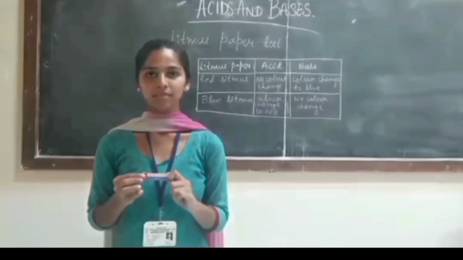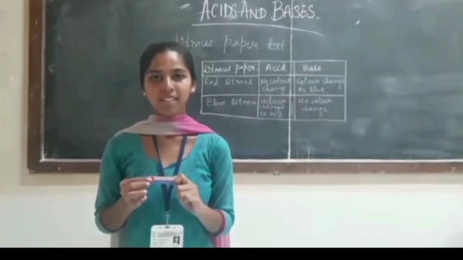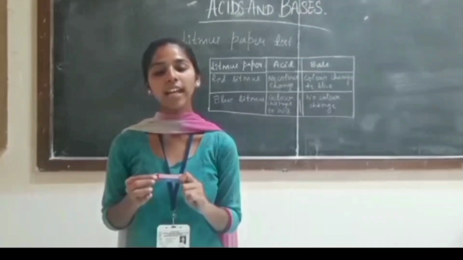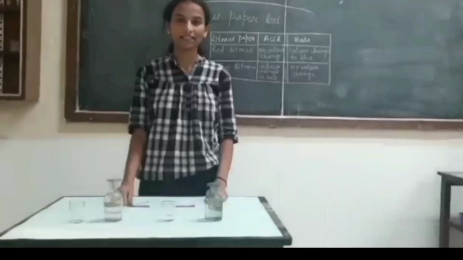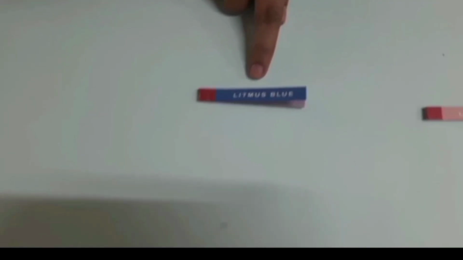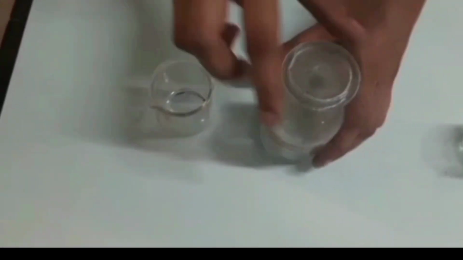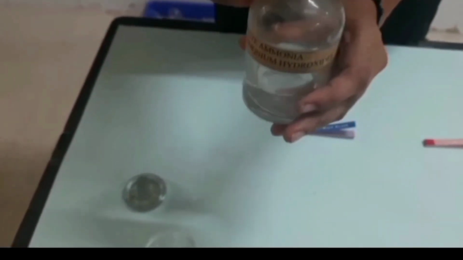This is the blue litmus paper. This is the red litmus paper. These litmus papers are natural indicators which are extracted from lichens. The materials required for this experiment are: this is the red litmus and this is the blue litmus. In this beaker, we are going to take the ammonium hydroxide, which is the base.